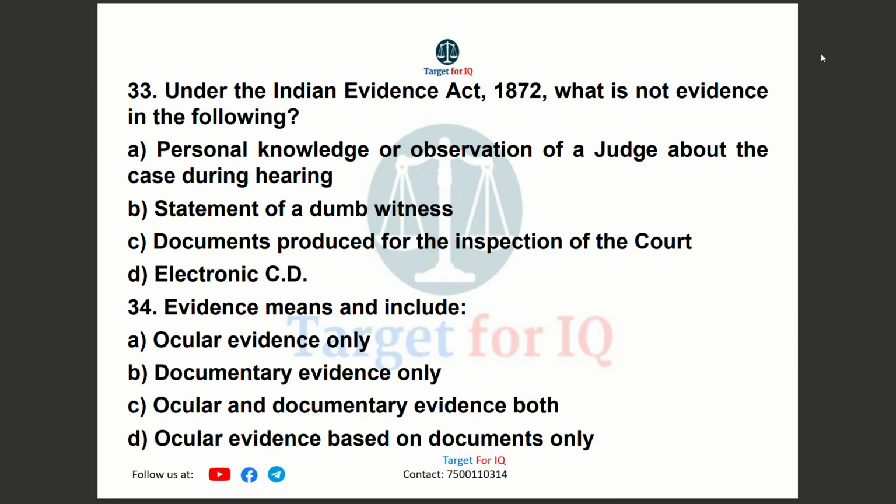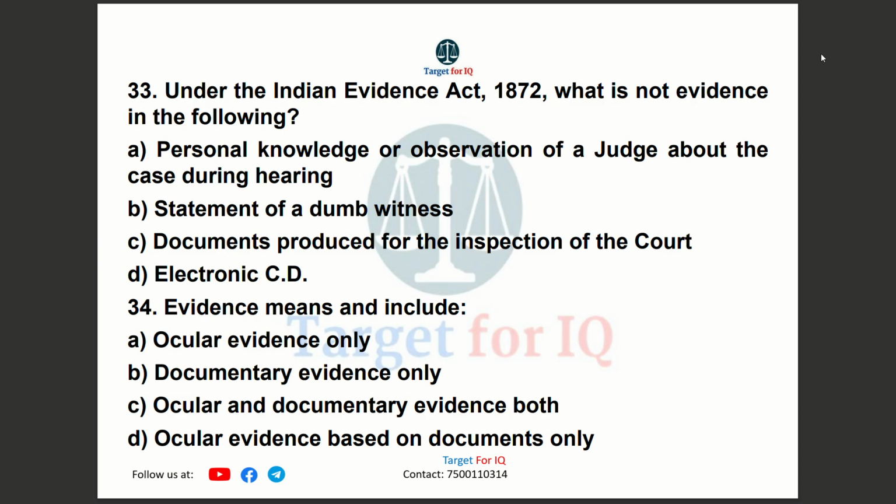Question number 33. Under the Indian Evidence Act 1872, what is not evidence in the following? Option A, personal knowledge or observation of a judge about the case during hearing. Option B, statement of a dumb witness. Option C, documents produced for the inspection of the court. Option D, electronic CD. The correct answer to question number 33 is option A, that is, personal knowledge or observation of a judge about the case during hearing is not evidence.